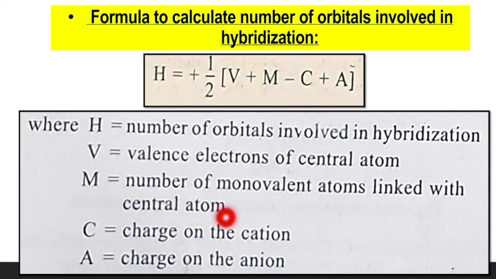C is the charge on the cation. A is the charge on the anion. If we substitute all these values in this formula, we get the number. If the number comes out to be 2, then it will be sp, and if it is 3, then sp2, and so on.